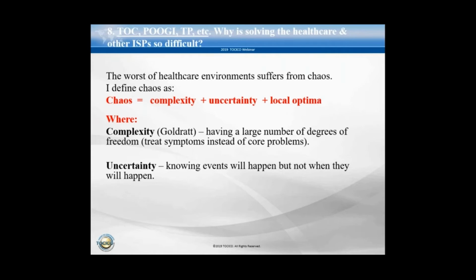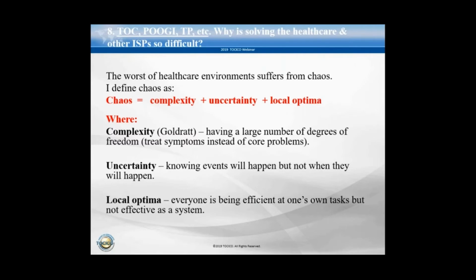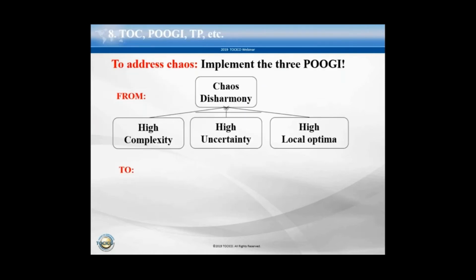And then local optima. This is a massive problem. Almost every organization suffers from this problem, and they don't realize it. We never talk about it. And that's the problem of everyone trying to be efficient at their own tasks. They stage their whole day about being efficient about what they're doing instead of being efficient and effective in supporting the system. So if we had high complexity, high uncertainty, and high local optima, we have a chaotic or disharmonious environment.